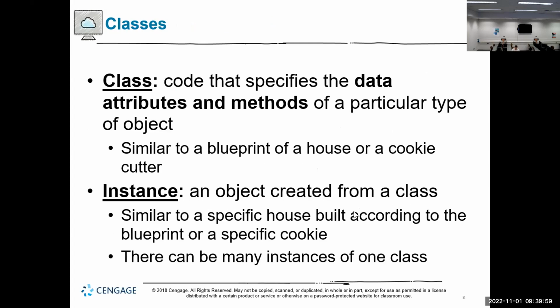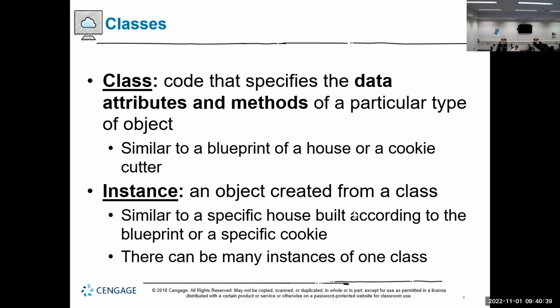Okay, now we also have the definition of classes. A class is code that specifies the data attributes and the methods. So remember, whenever you have an object, you have attributes and methods here. You can think of a method as a function, and an attribute as a variable going with the function. So the class is code that specifies the data attributes and methods of a particular type of object. It's similar to a blueprint of a house or a cookie cutter.